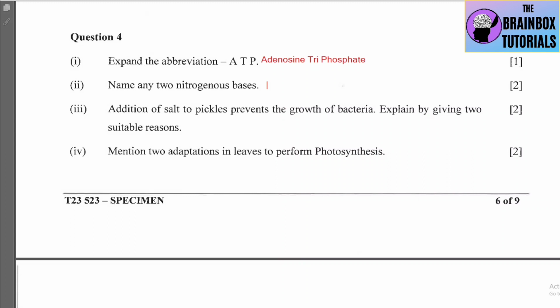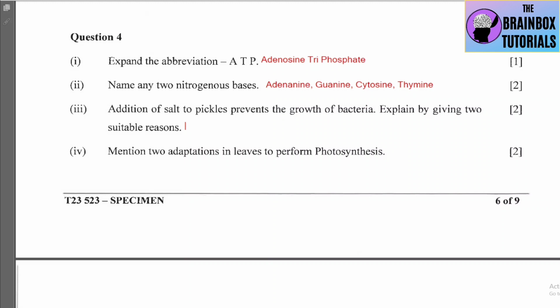Question number 4, part 2 is name any 2 nitrogenous bases. So there are 4 nitrogenous bases. You can name any 2 of them. So one is adenine. Second one is guanine. And you can also use cytosine or thymine. So any 2 from these 4 you can use.